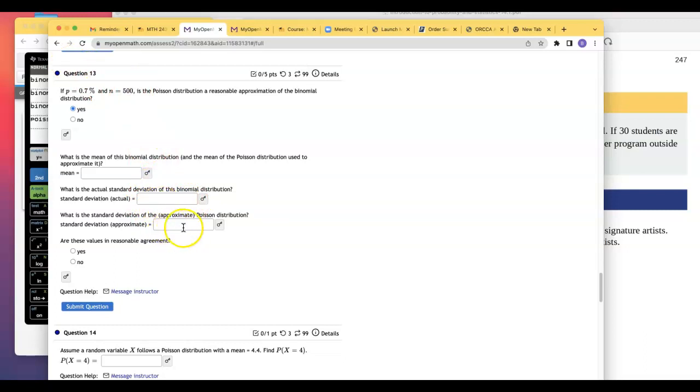Now the standard deviation of this Poisson is the square root of the mean. So it's the square root of this number. That's what it's saying.